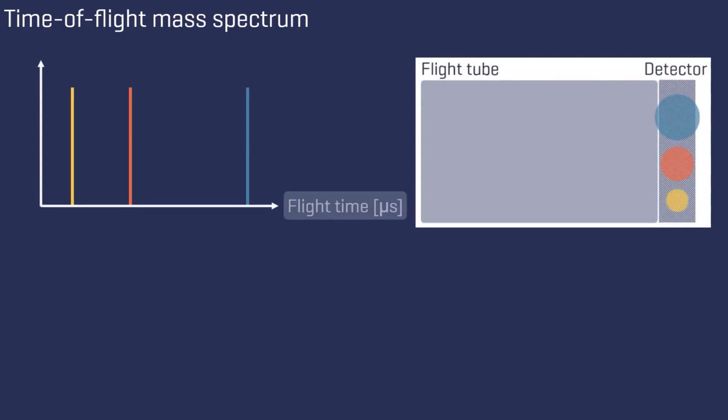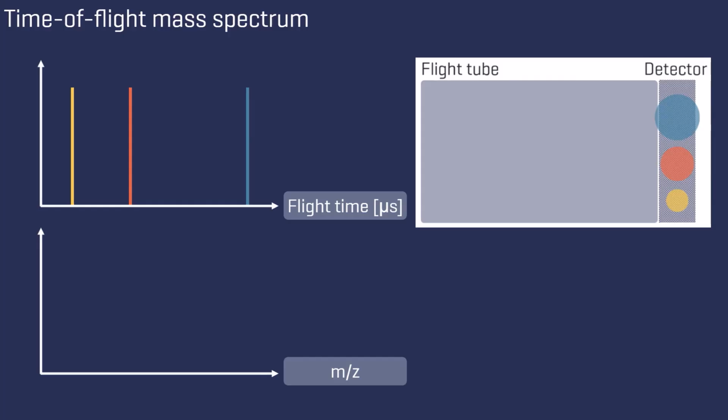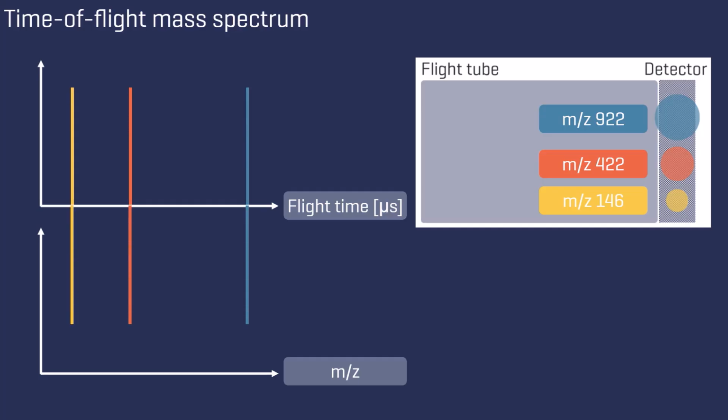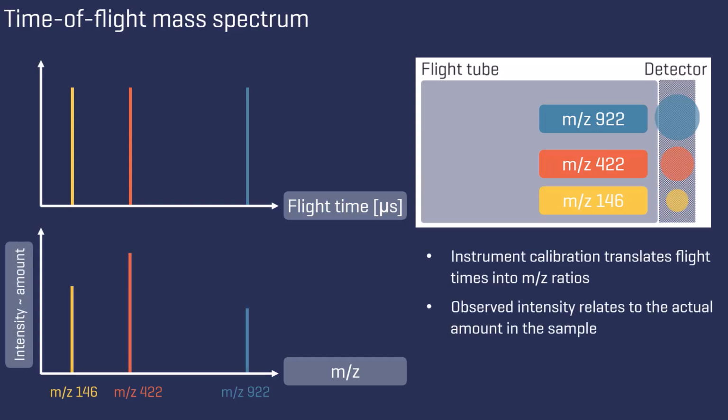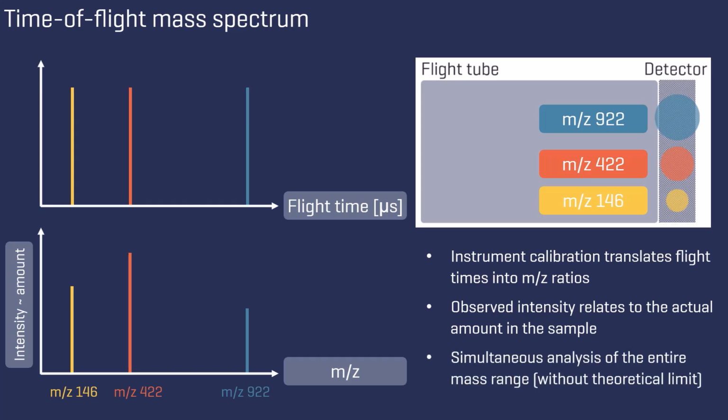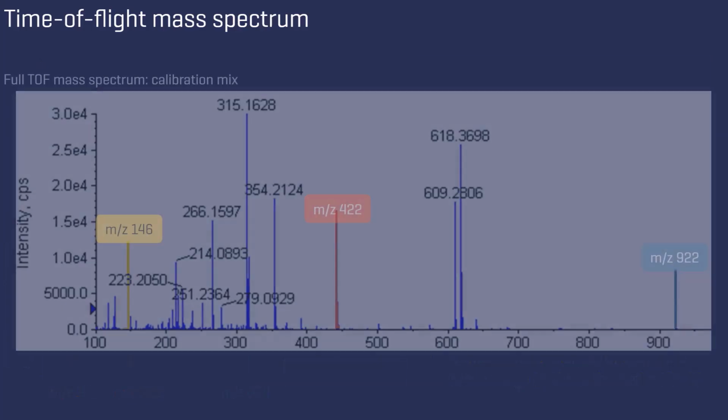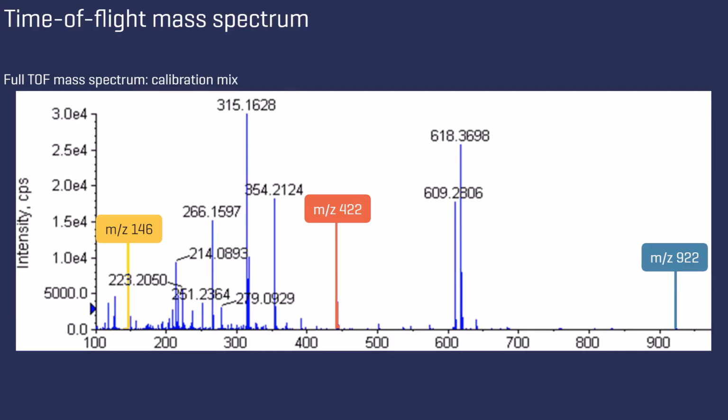So far, we have only measured the flight time of ions, but we want to determine the mass, or rather the mass-to-charge ratio, of our analytes. By analyzing compounds of known masses and their respective charge states, their flight time can be converted into m/z ratios, a process called instrument calibration. Note that the intensity of the signals relate to the amount of analyte in the sample. TOF instruments enable simultaneous analysis across the entire mass range without theoretical limit. This example illustrates a real time-of-flight mass spectrum, showing the detection of multiple analytes with varying masses.